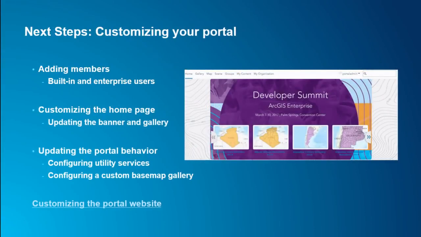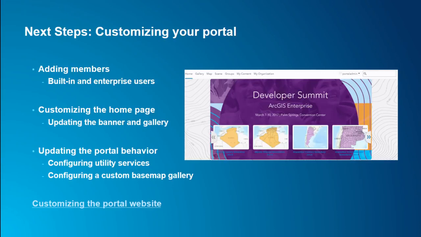So what are the next steps? You set this up, you know how to administer your portal, and now you can start customizing it to the look and feel that your organization wants. You're also going to probably want to add some members. So in this case, you can add enterprise users or built-in members. You can add them either one at a time or in bulk. We'll show that in a second. And you can also customize the homepage. You can update the banner and the background that you see when you actually reach the portal homepage. And you can update some of the portal behavior.